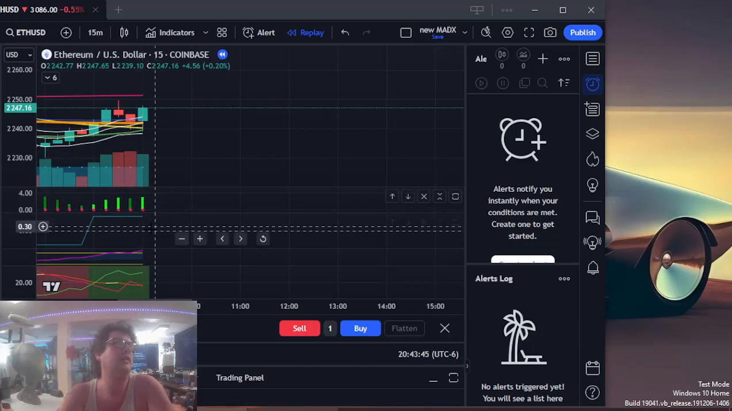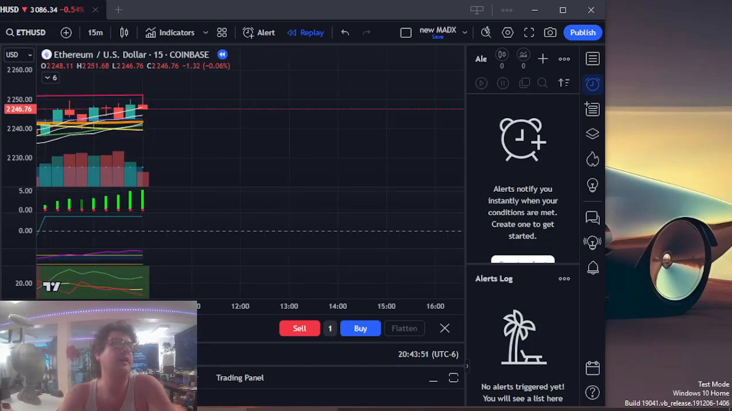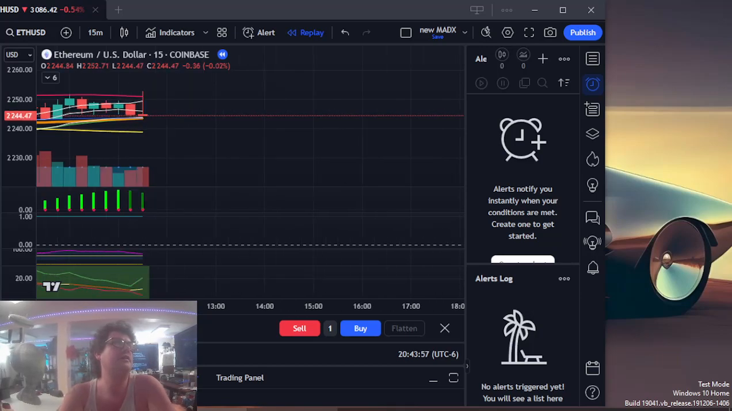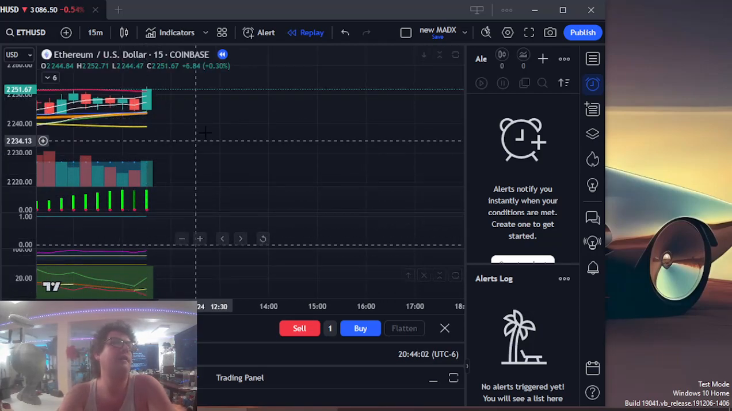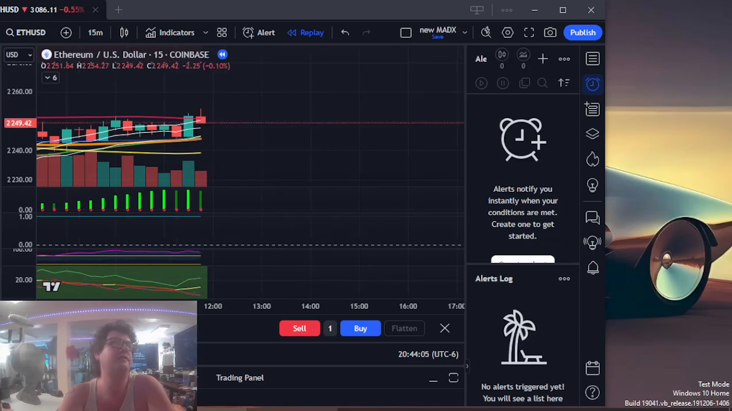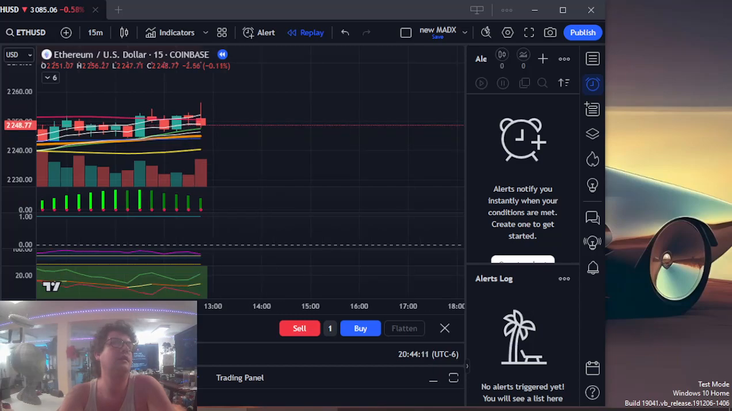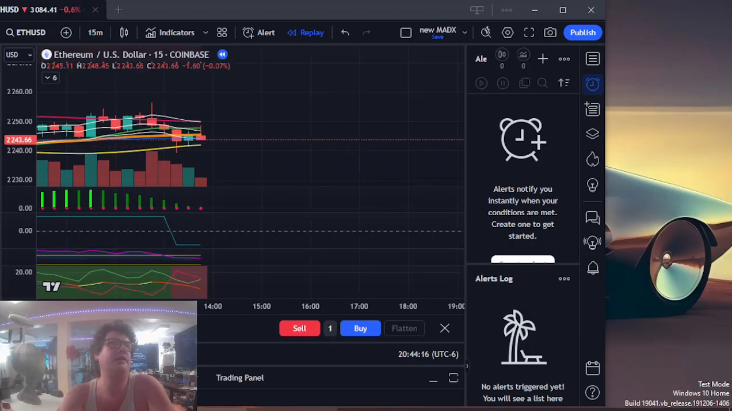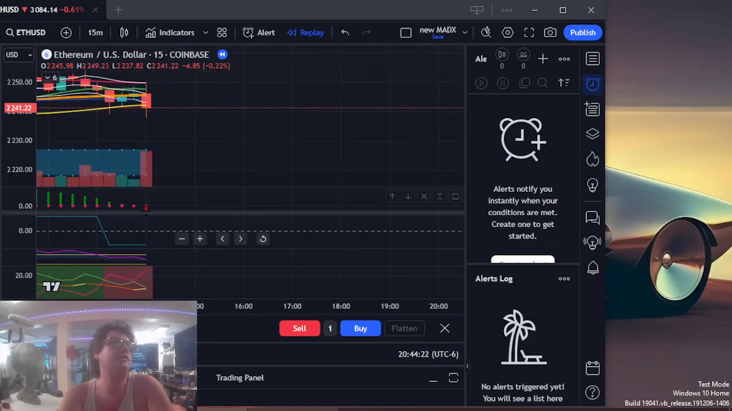1, 2. Man, it'd be cool if it broke above that line, that purple line, suddenly. 1, 2. Nope, only 2. Sometimes it just ranges for a really long time. 1, 2. Nope.